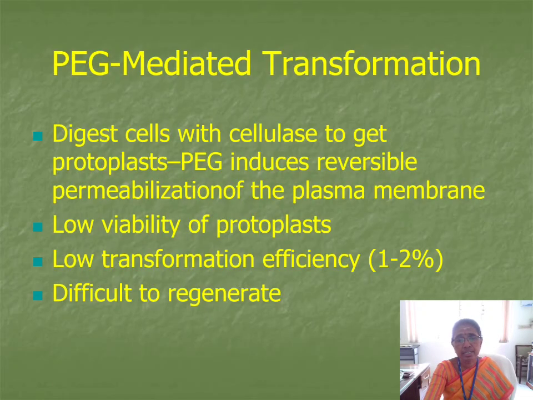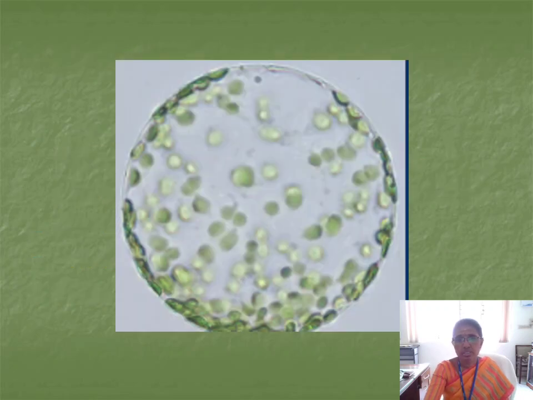Coming to the next direct gene transfer method, that is the PEG mediated transformation method. Here we are digesting the cells with cellulase to get the protoplast, and the PEG, polyethylene glycol, induces a reversible permeabilization of the plasma membrane. The important thing is that the viability of the protoplasts is very low, as well as the transformation efficiency, and it is very difficult to regenerate plants from the protoplast. These are the isolated protoplasts used for PEG mediated transformation.